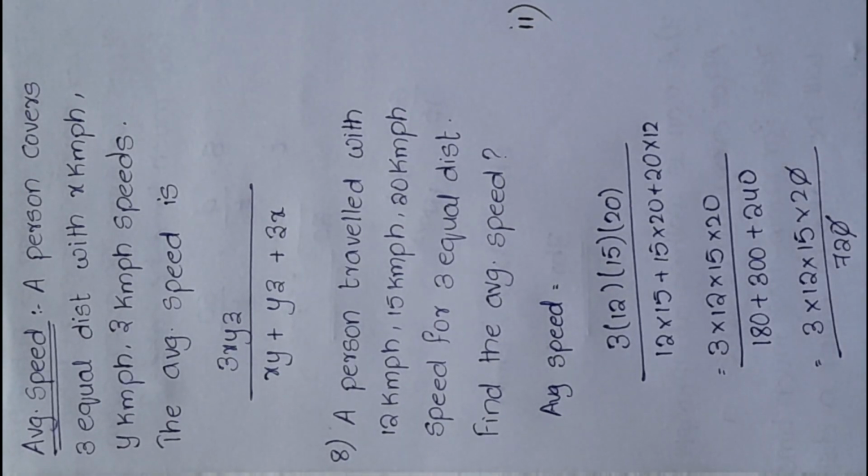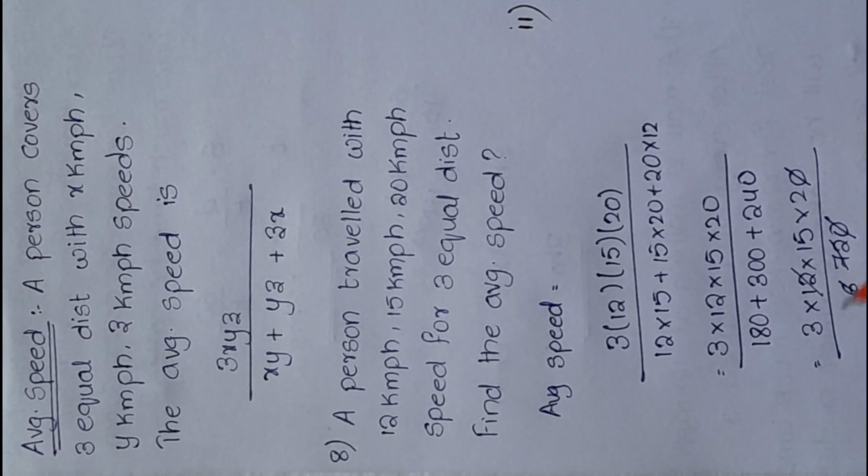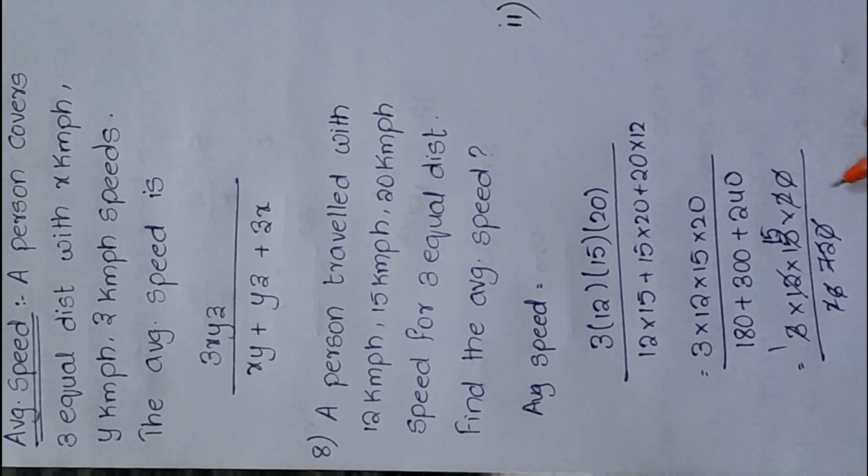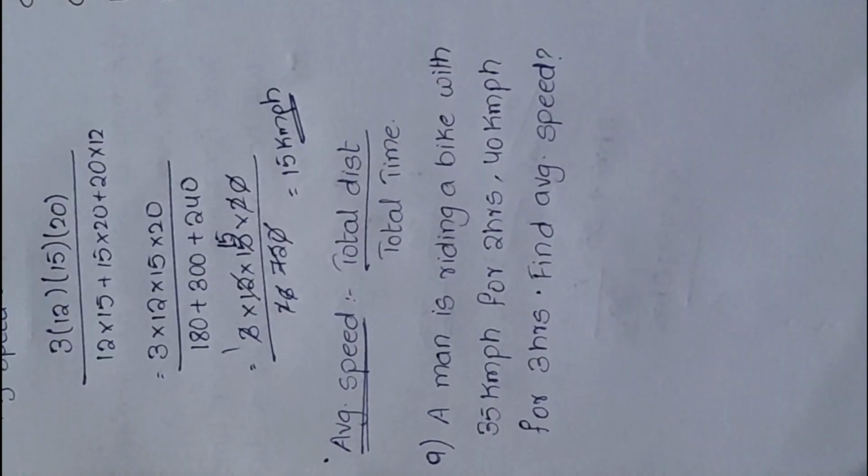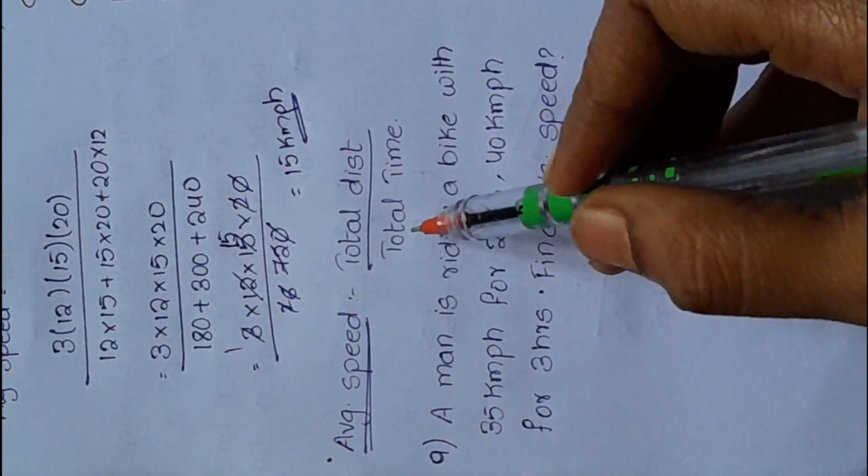0, 0 gets cancelled. 12 ones are 12, 12 sixes are 72. 3 twos are 6, 3 ones are 3. 2 and 2 get cancelled. So 15 kilometers per hour is the average speed. Another model, average speed is equal to total distance by total time.